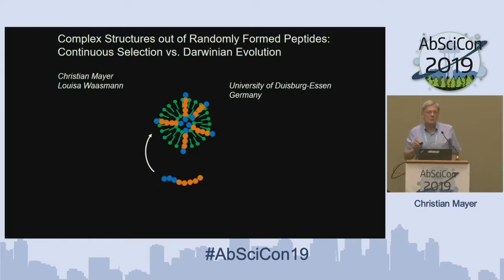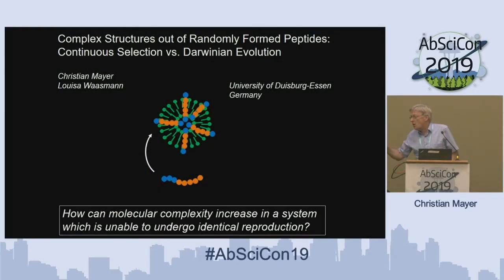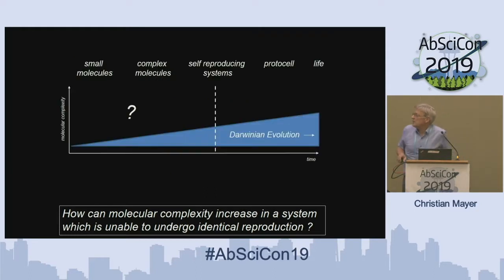The next talk will be about the question of how molecular complexity can increase in a system which does not know any identical reproduction. That's the core question. Here's a depiction of that. We start at very early times with small molecules. At the end, we will have life. And in between, over the time axis, we have a huge increase of complexity.